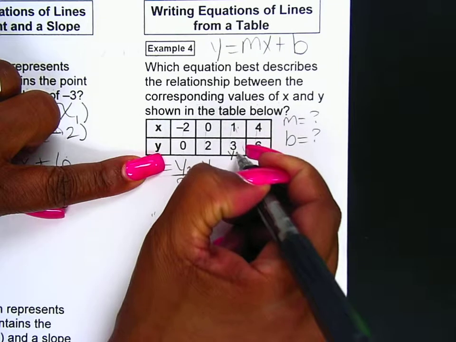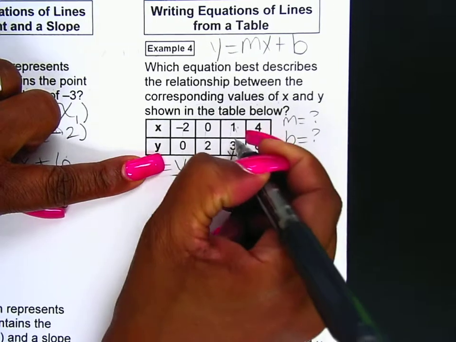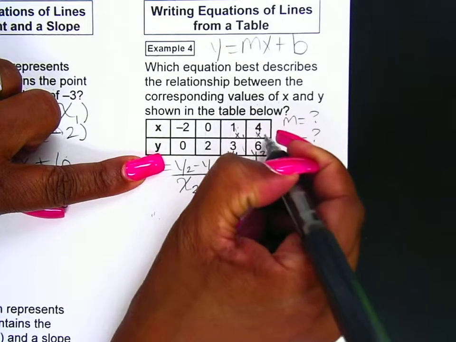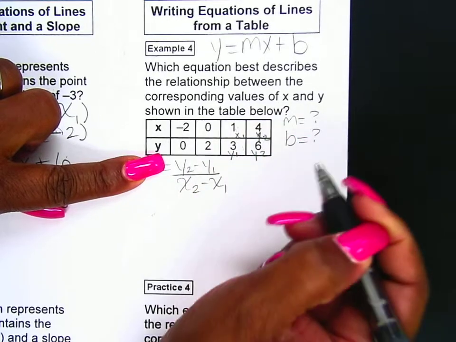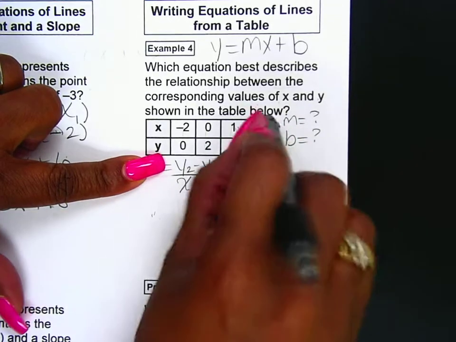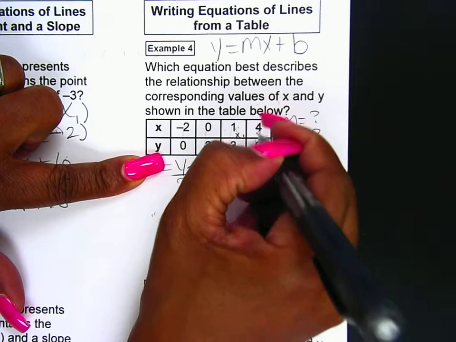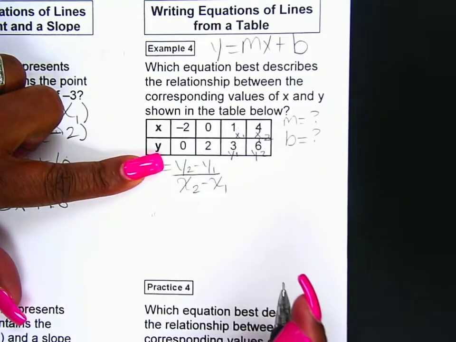Be my y1, y2, x1, y2. And you see I put y2, it is x2. Y'all better catch those mistakes.